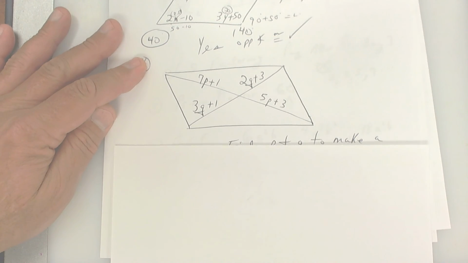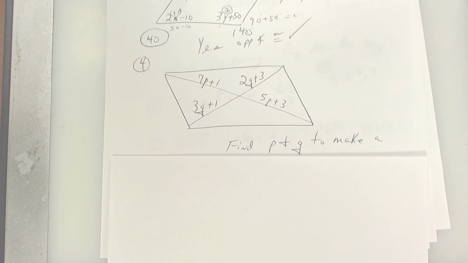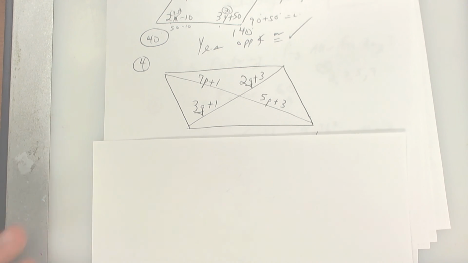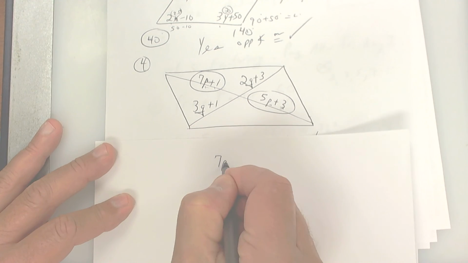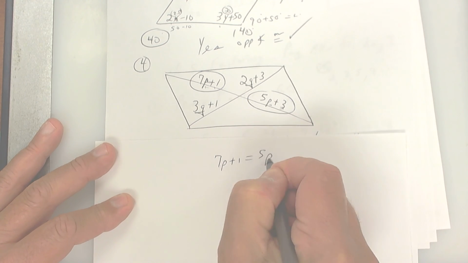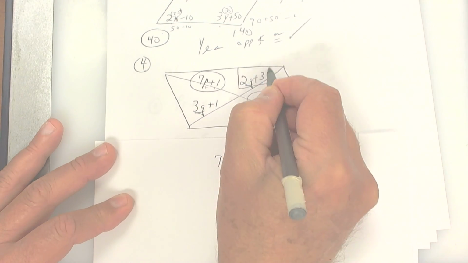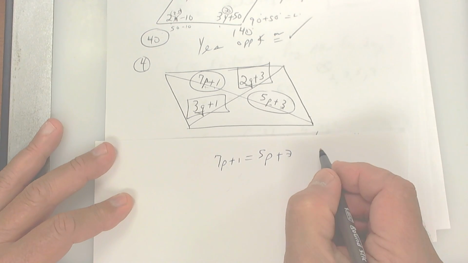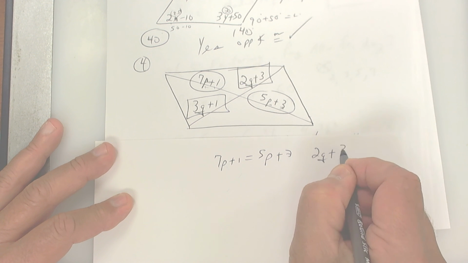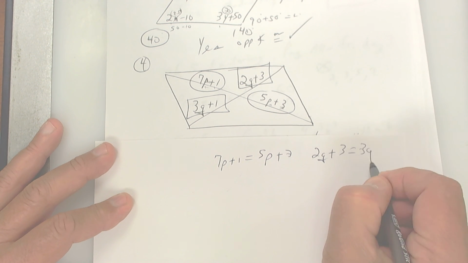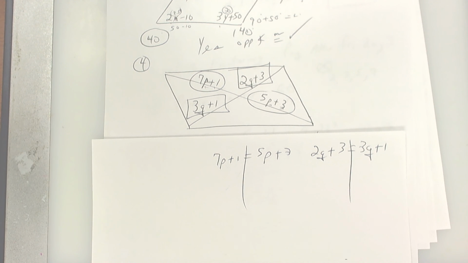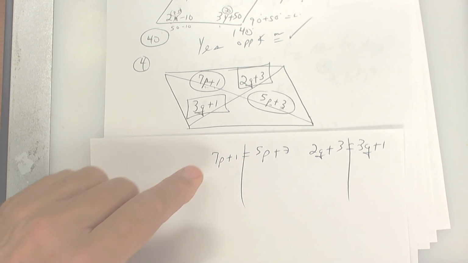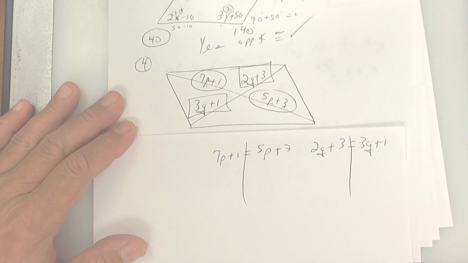Now this one, draw this diagram. It says find P and Q to make this a parallelogram. Well, to make this a parallelogram, we want the diagonals here, these pieces, to be equal. So 7p plus 1 has to equal this one, and then this one has to equal this one. So 2q plus 3 has to equal 3q plus 1. And what you do is you work that out. Now, I'm not going to sit here and work it out because you should be able to.